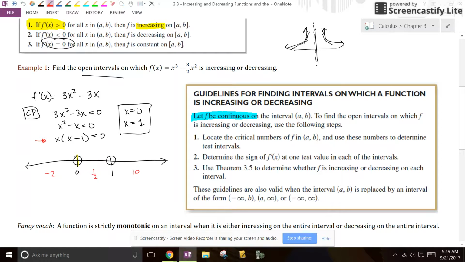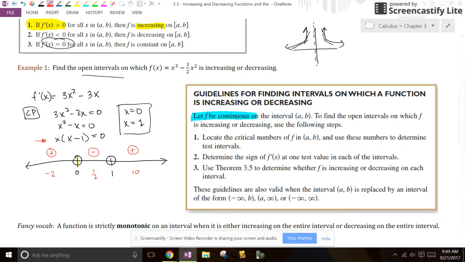So when I plug in -2, I'm going to get a negative times a negative, right? I'm going to get -2 times -3. I don't really care about the numbers. I just care about the signs. So I get a negative times a negative. All of these things are positive. When I plug in a half, I'm going to get a positive times a negative. So all these are negative. And when I plug in 10, I'm going to get a positive times a positive. All these are positive.